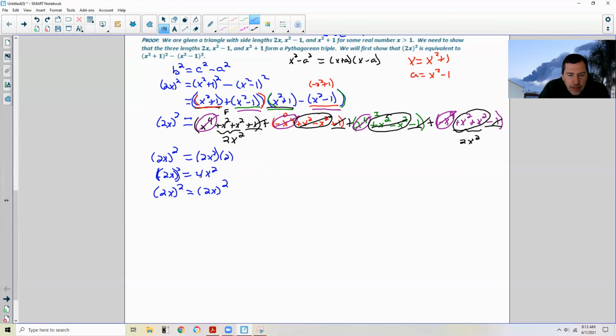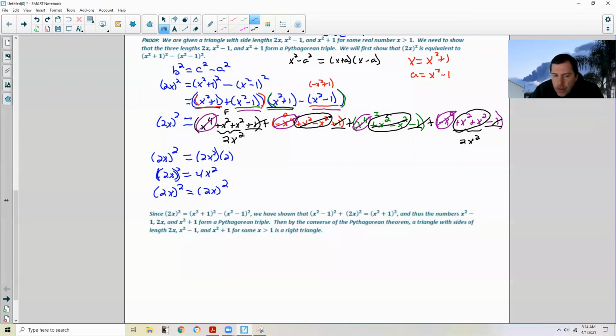I factored 4x. Factored out a 2 and an x, and it's (2x) squared. And we just proved that this is true. And therefore, since (2x) squared equals (x squared plus 1) squared minus (x squared minus 1) squared, we have shown that (x squared minus 1) squared plus (2x) squared equals (x squared plus 1) squared. And thus the numbers x squared minus 1, 2x, and x squared plus 1 form a Pythagorean triple.